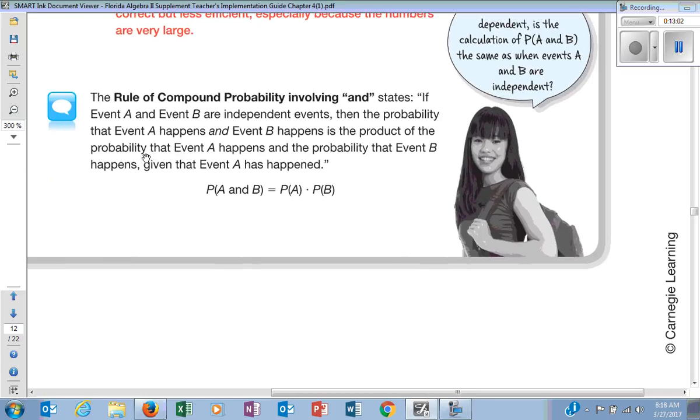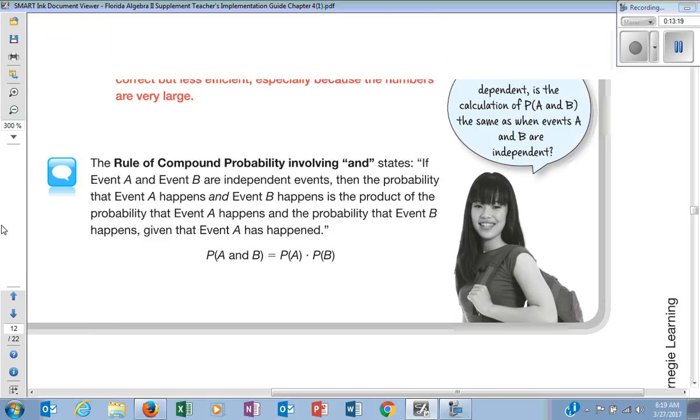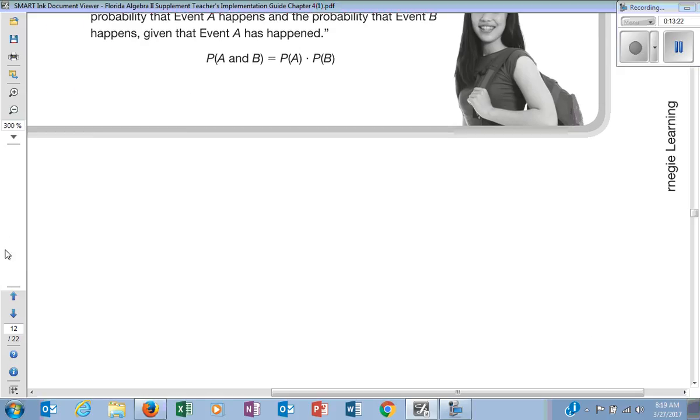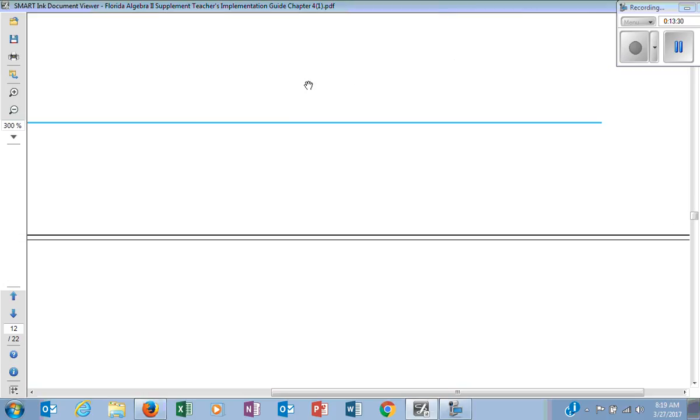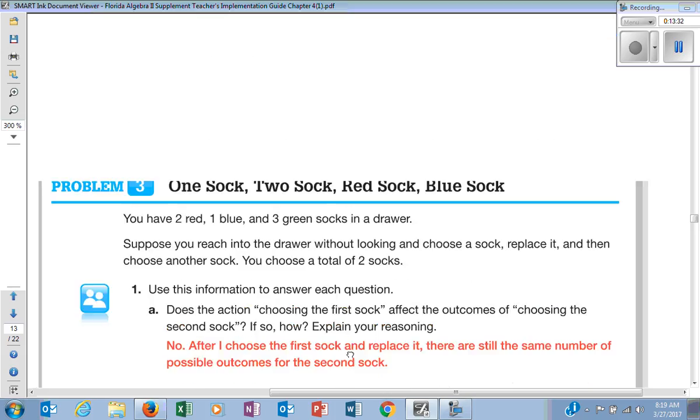Alright, we already did this, but this is what it's called. Rule of compound probability involving what? Because we've already discussed that we're going to have a rule of compound probability involving OR. So this is the AND rule. Does that make sense? You're going to need to know this for the OR rule, by the way. We use the AND rule for the OR rule. That's why we teach it first. Right? So here we go.